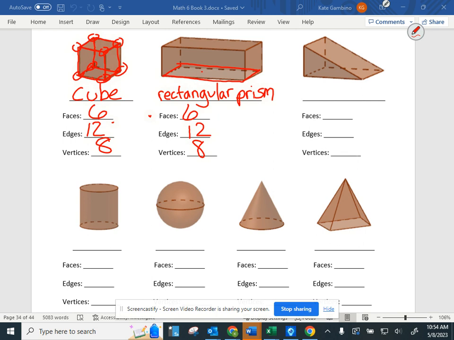Our next shape, look at what the flat shape is. What do you think we're going to call this one, Isabel? A triangular prism, because we can see that there are triangles on it. How many faces does a triangular prism have? James? 5. It has 5.